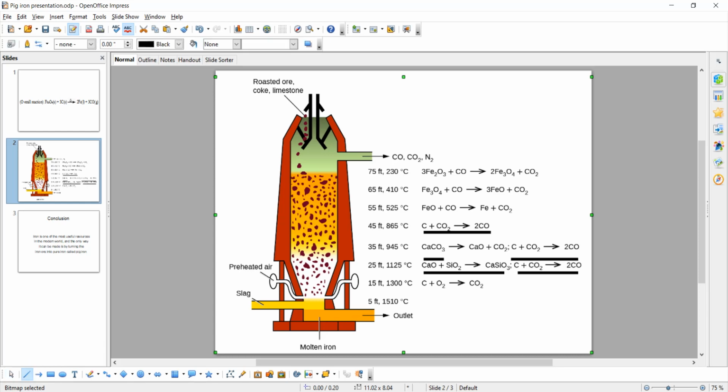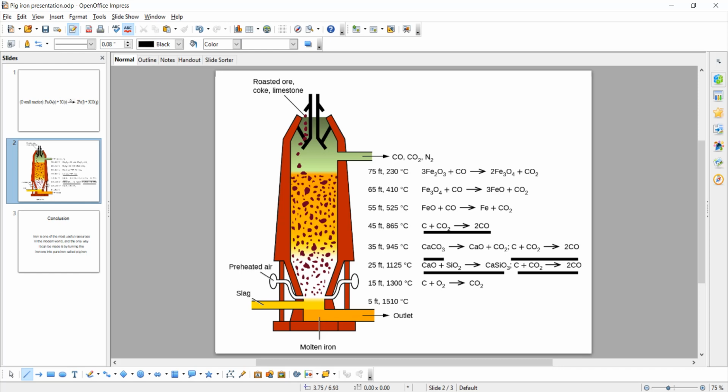Next, the last process that we have is turning some carbon and some O2 into CO2. And this CO2 is used in some of the C plus CO2 processes that we saw earlier, but the O2 we actually get from some preheated air that we have around here, and the C is from the coke that we put in earlier.